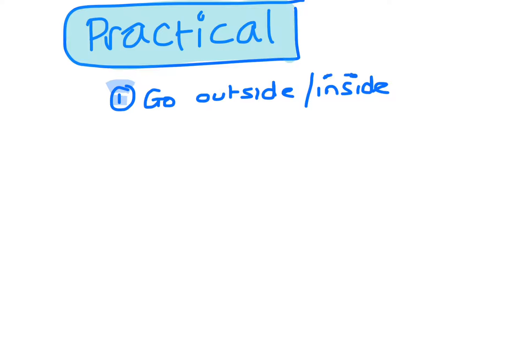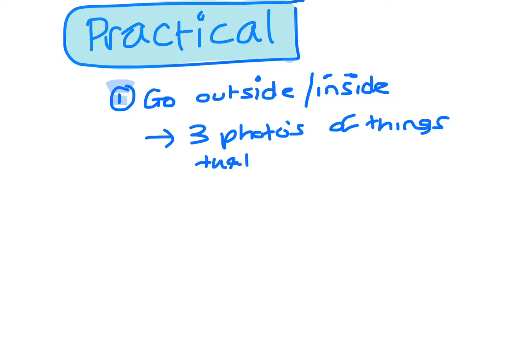Okay, so step one, what you're going to do is you need to have some form of a camera, and you need to go outside or inside. You can also be inside your house or your unit or wherever you live. And you need to take 3 photos of things that are sleeping.